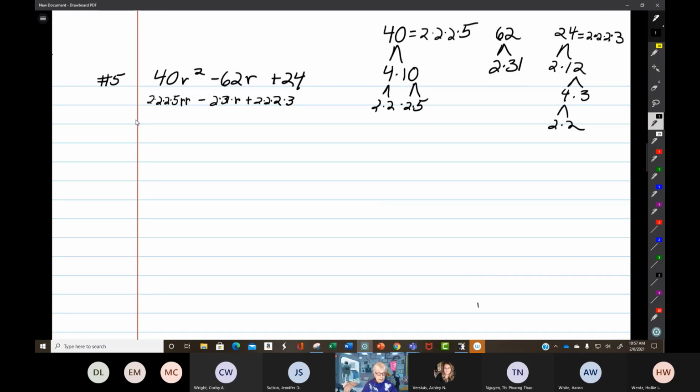All right, well, I've had my little temper tantrum. So I pull out a 2. Here, let's go ahead and mark a 2 to pull out, and pull it out. Two times 2 is 4 times 5 is 20 r squared minus 31r plus 12.